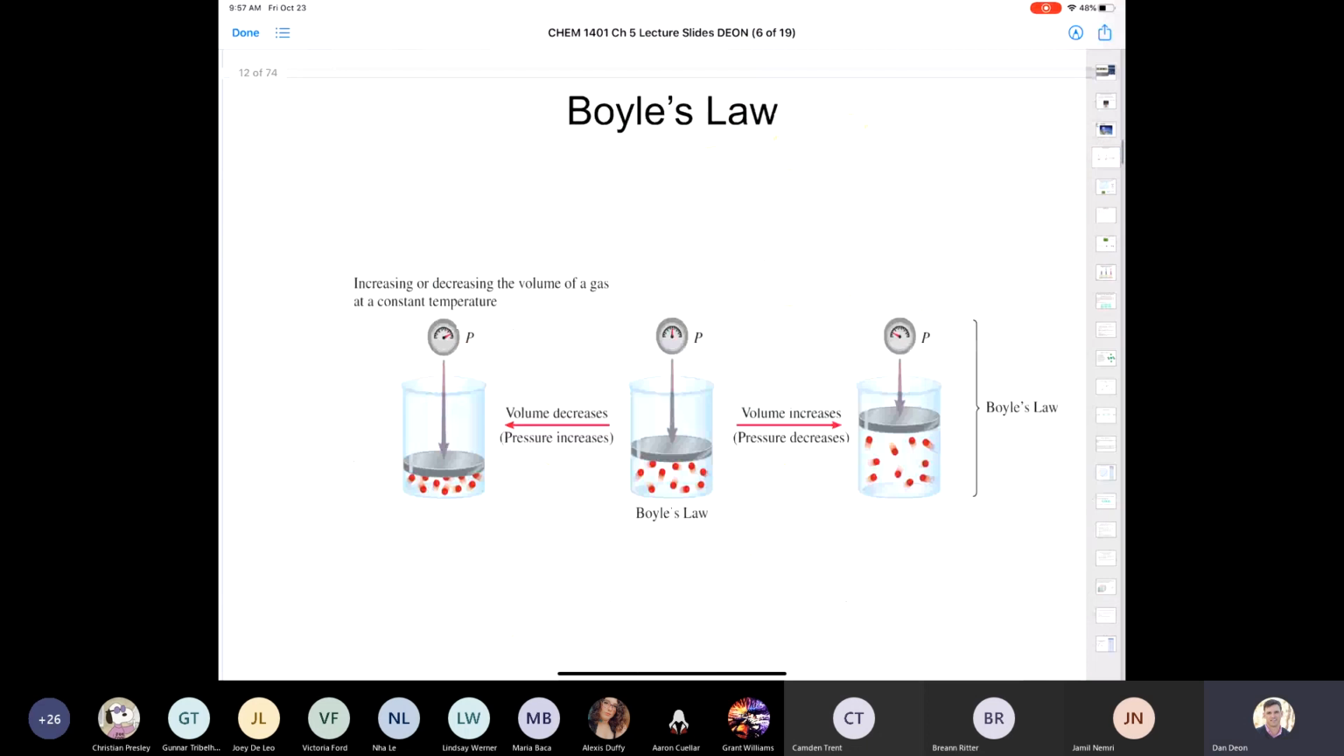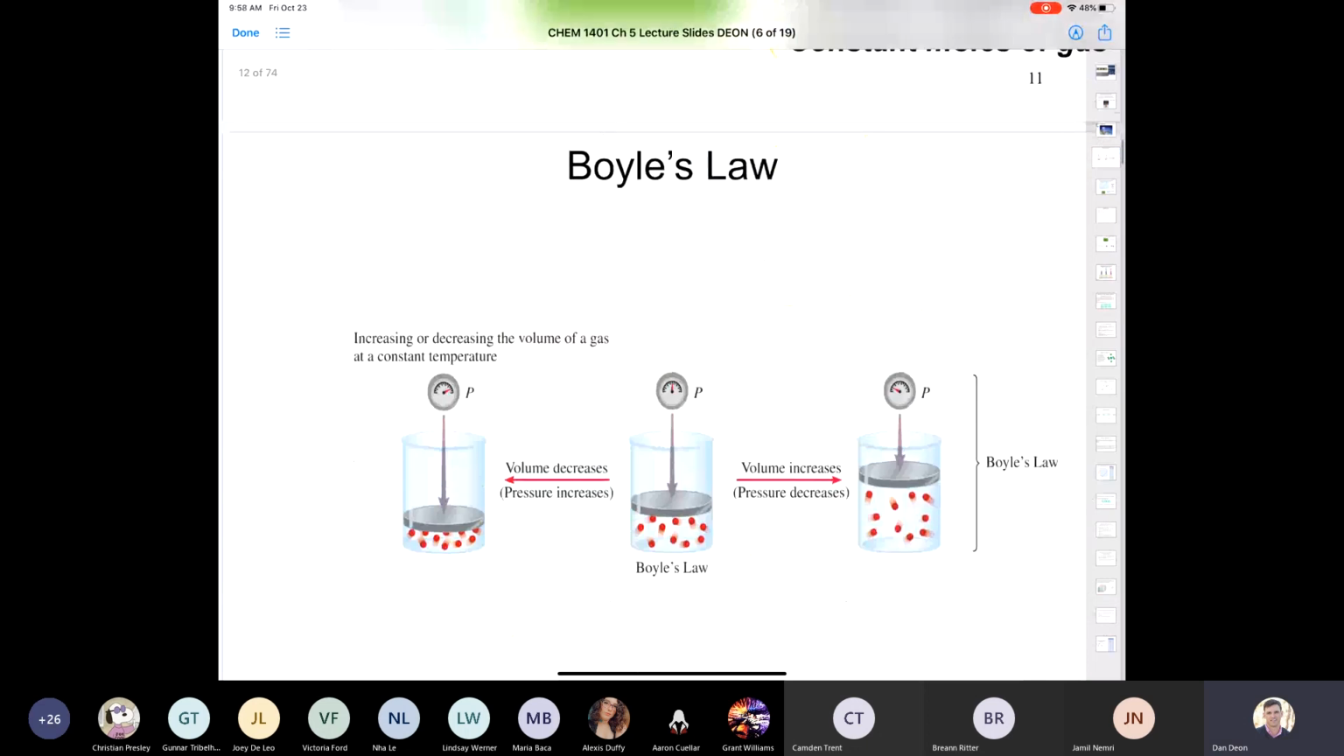Now, for some students, a picture is worth 1,000 words, okay? I'm kind of like that from time to time. So let's look at another representation of Boyle's Law.